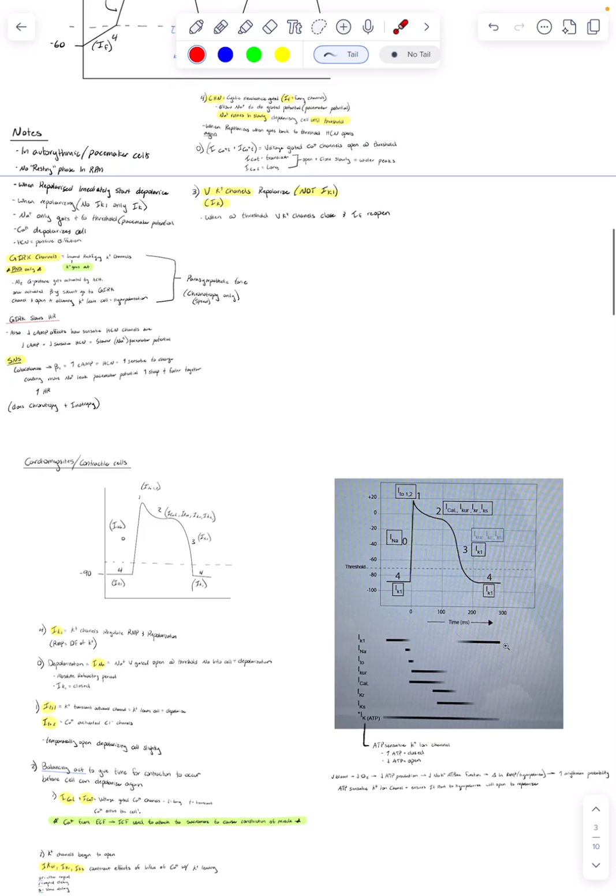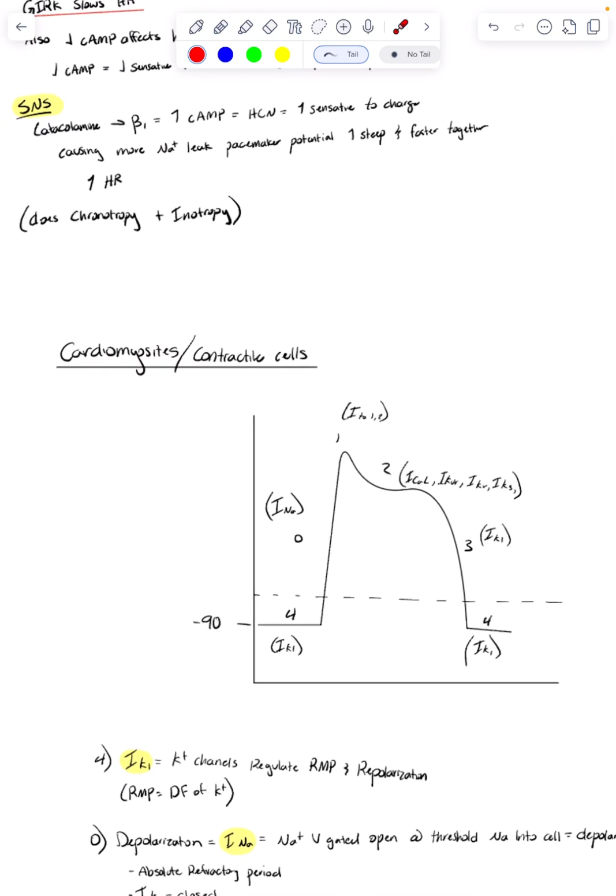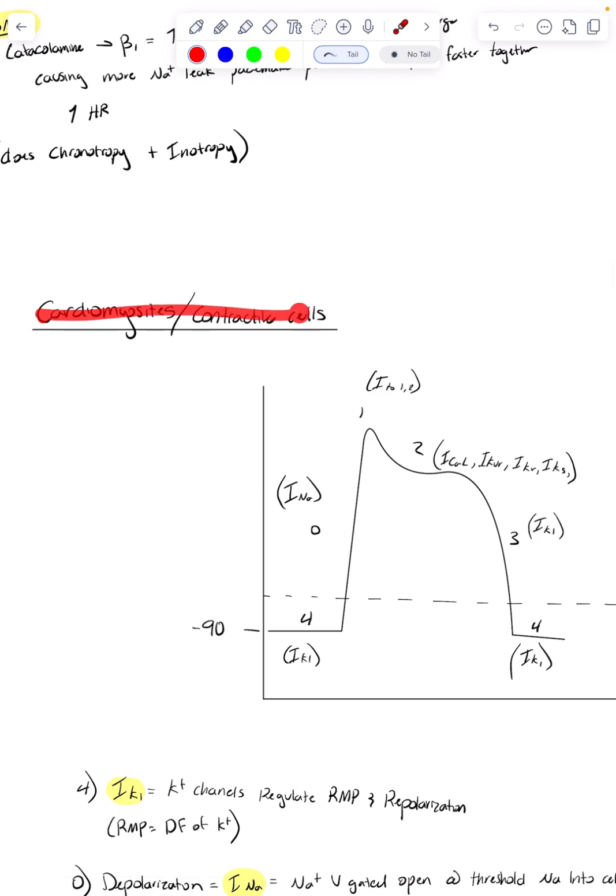The other thing, so those were autorhythmic. Now down here, we're talking about contractile muscles. So what happens, we have a negative 90 mV resting membrane potential for these cells, because that's pretty much the driving force for potassium. And because there's not much else going in or out of this cell, our resting membrane potential is really based off of our driving force for potassium. So these are IK1 channels, the current potassium 1 channels.